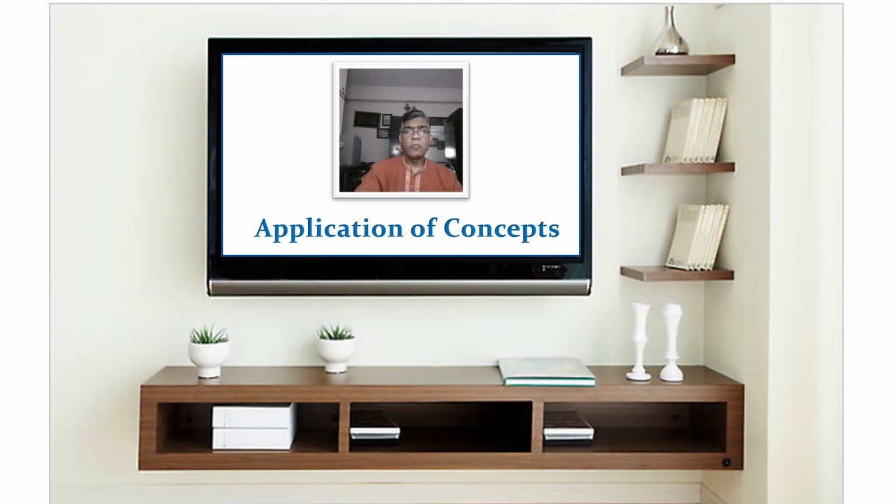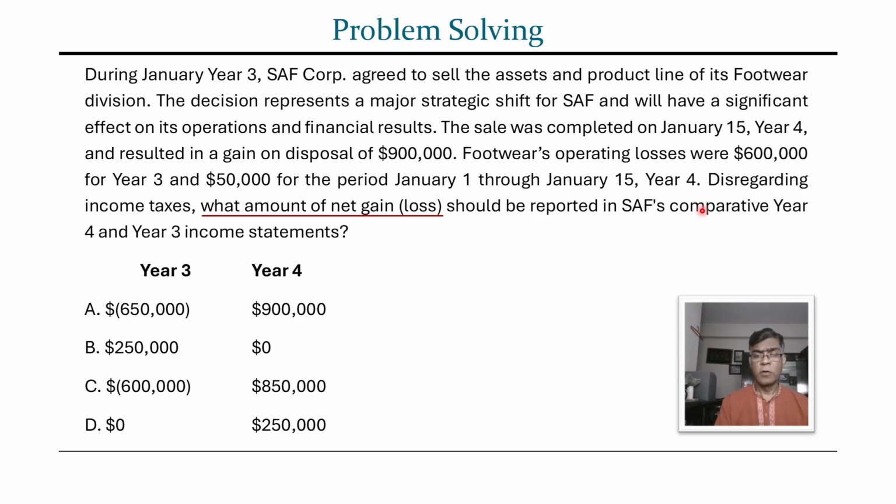Now time to test our concept, the application of the concept. So here is a problem. Always focus on the call of the question. Here is the call of the question. This is regarding income tax. What amount of net gain or loss should be reported in the comparative year 4 and year 3 income statement? So the call of the question is what amount of net gain or loss for year 4 and for year 3 should be reported in the income statement.